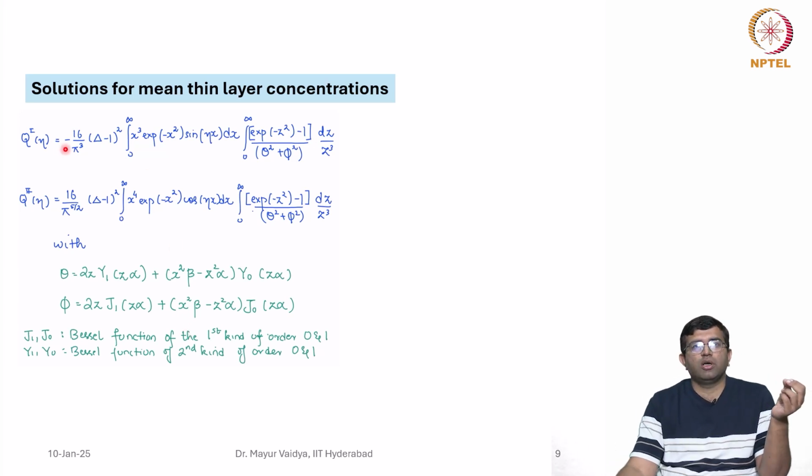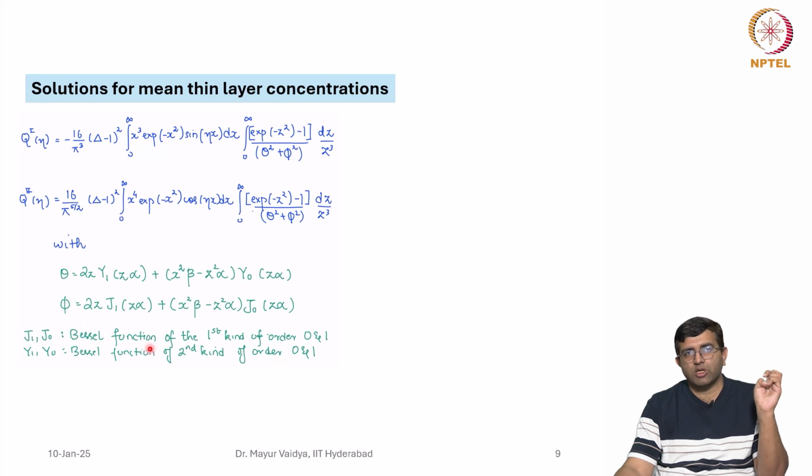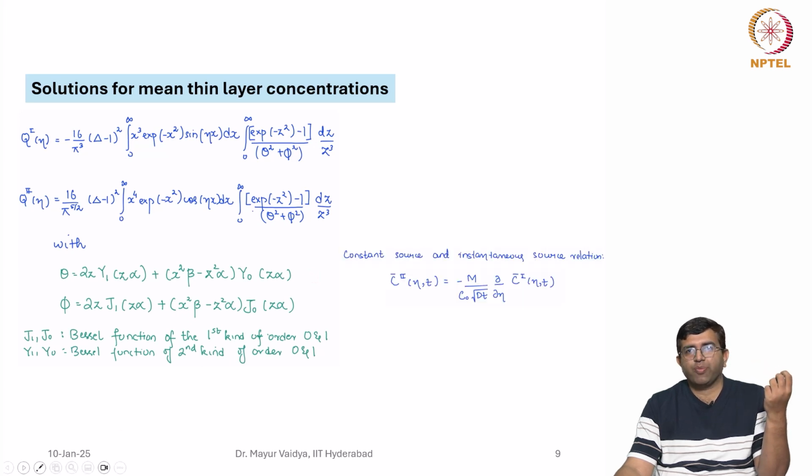So, this Q in the case of constant source and Q2 for instantaneous source, these are basically the integral functions where the theta and phi are equivalent to y1 and y0. They are functions of y1 and y0, which themselves are the Bessel functions, and j1 and j0 for phi, which are also the Bessel functions. So, this is purely to just give you the expression so that you can see the complicated nature of it and appreciate the efforts that go into solving these diffusion equations.